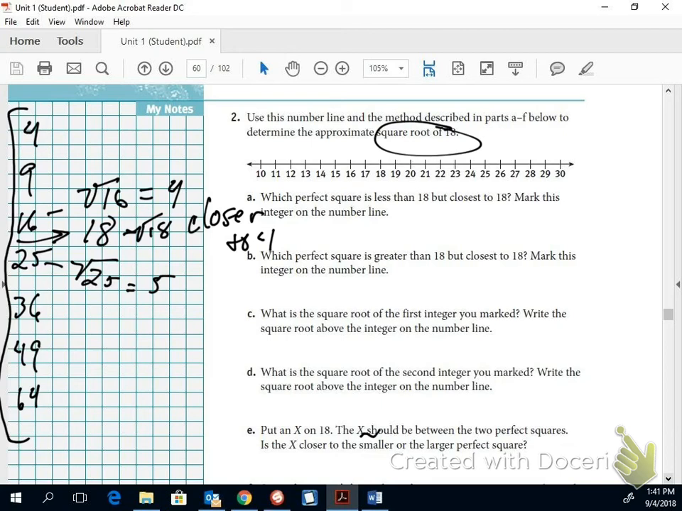So, find me square root of 18 on your calculator. 4.26 something. I lost the rest of it. Okay? So, is it true? Is our guess that it's closer to 4 than 5? Yes. Yeah, it's closer to 4 than 5.